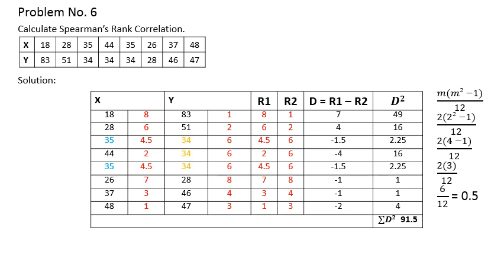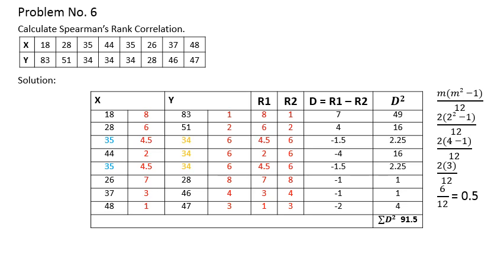Now you assign ranks to the second set of values. Highest is 83, first rank. Next highest is 51, second rank. Next highest is 47, third rank. Next highest is 46, fourth rank. Next highest is 34, but that is repeated thrice. If you substitute m in the formula m times m square minus 1 divided by 12, the average of rank you get is 2. So you add 2, then that becomes 6. Next highest is 28, you add again 2, the average of rank, then that becomes 8.